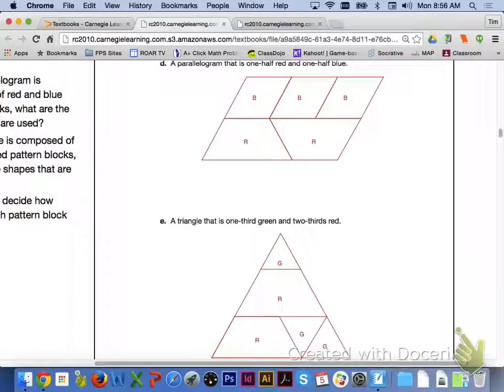That is going to do it for lesson 3.2 on fractional representations. Please let me know if you have any questions.